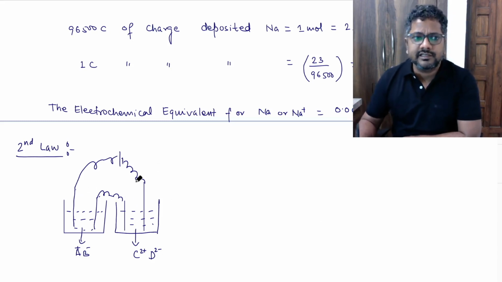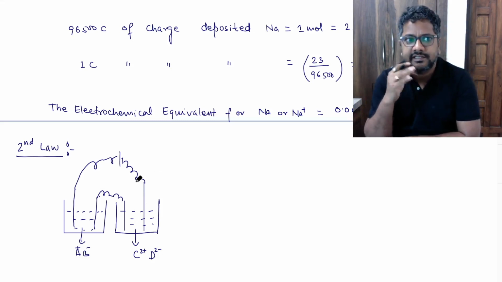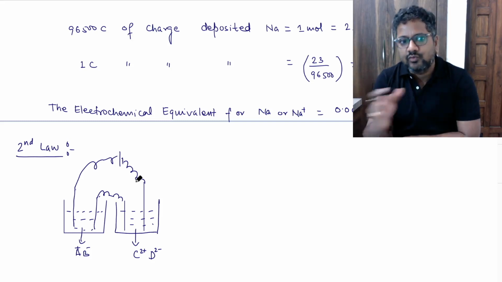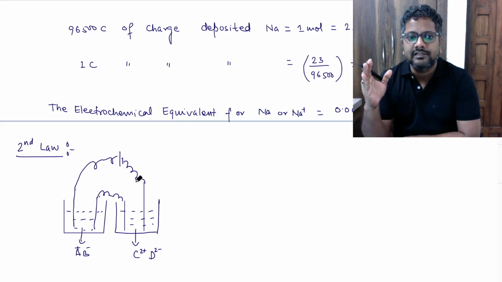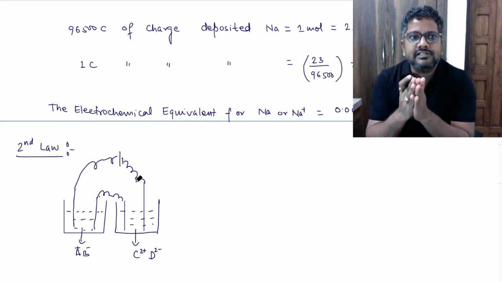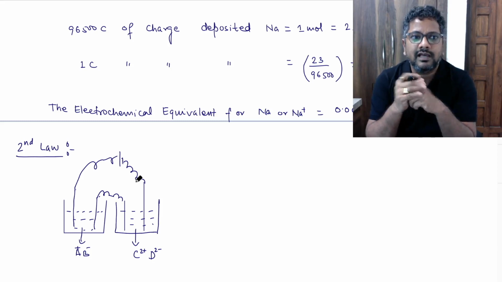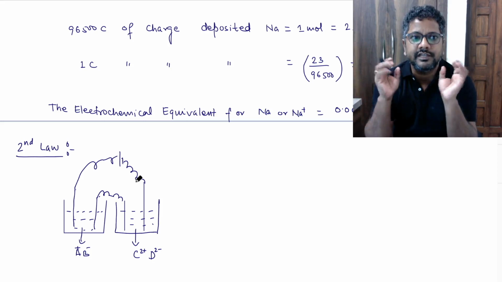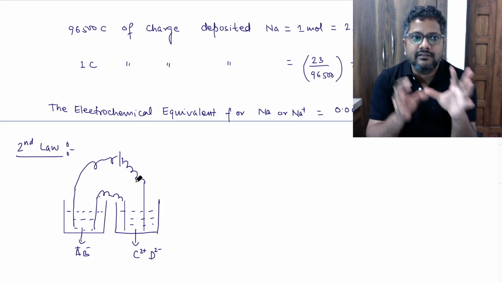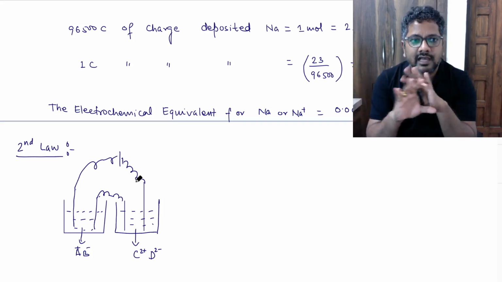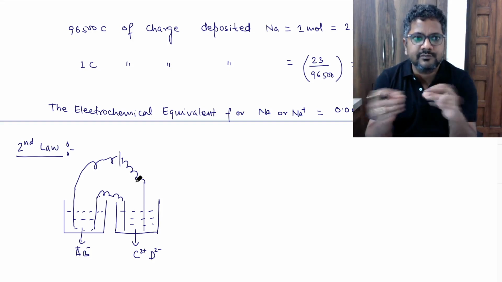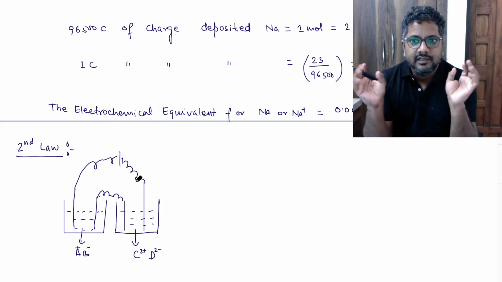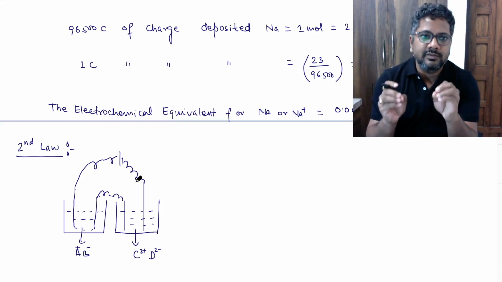So what this law states is that if you pass equal charge through different electrolytic cells which are connected in series, then equal equivalents of all the species are involved at the respective electrodes, irrespective of their valency, their oxidation state, or their charge. Whether they are divalent or monovalent or trivalent hardly matters. The only criterion is that current efficiency should be 100%.